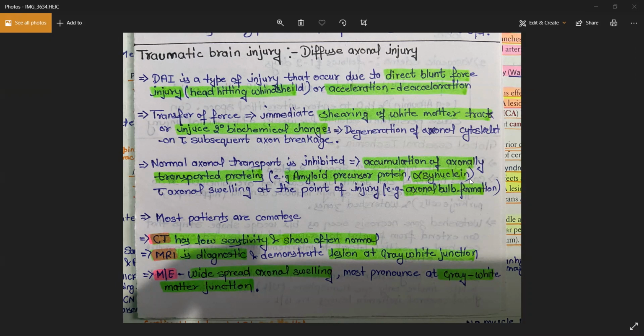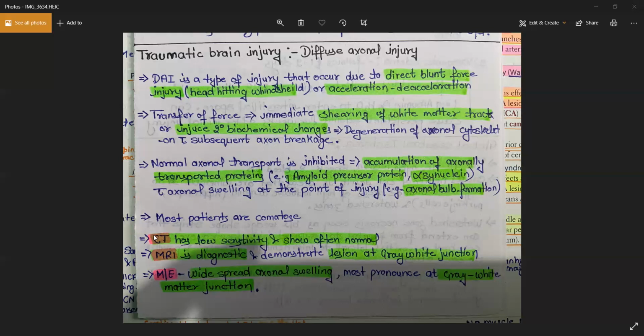So normally your axons contain these proteins for the normal functioning. So when the axons die, all these cell bodies will be releasing all these proteins into the outside environment. So you will have an accumulation of the axonally transported proteins. Axonal swelling would be there at the point of injury, which means the axonal bulb formation will be there at the junction of my cell body and my axon. I will have the axonal bulb formation.